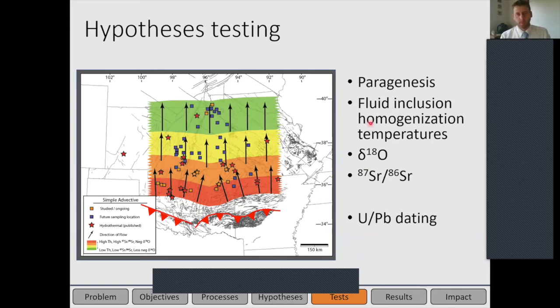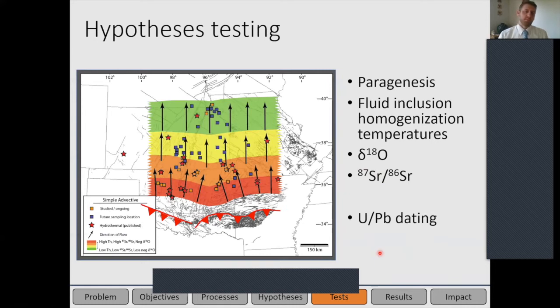The fluid inclusion homogenization temperatures are really key. The expectation would be that if you have an advective flow model, then the deeper part is where you're going to see the hottest temperatures, and they should be cooling as they flow laterally. And similarly, you'll see these same signatures in delta 18O as well as radiogenic strontium.